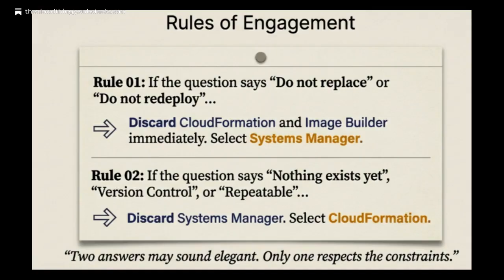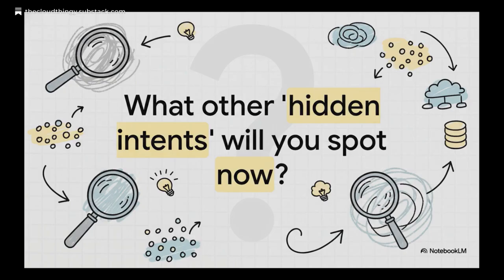Once you start looking at exam questions through this lens of intent, you'll start to see these patterns everywhere. The trick is to stop asking just what a service does and start asking what the question wants you to do. What other hidden intents are you going to spot now?